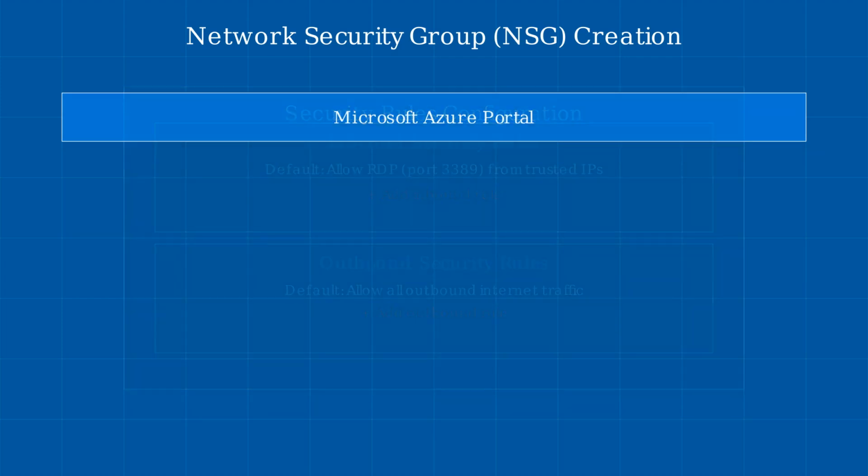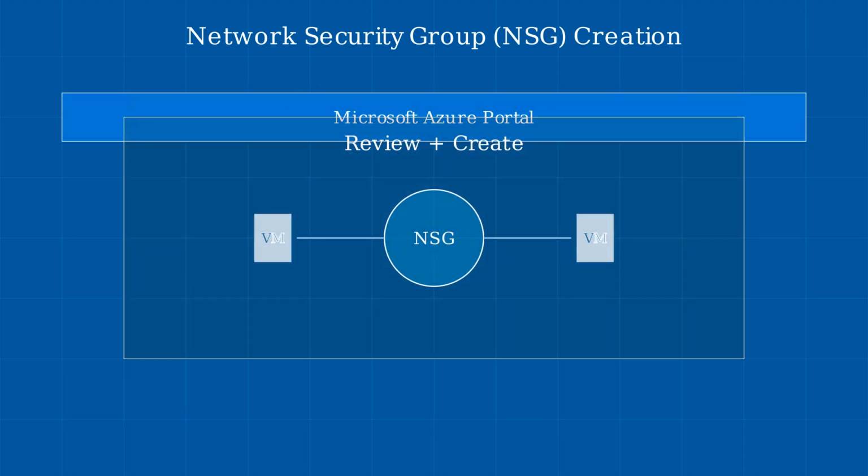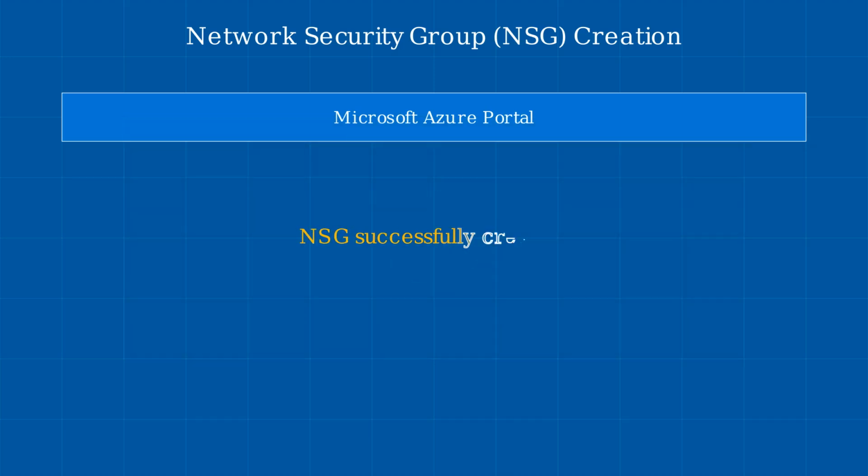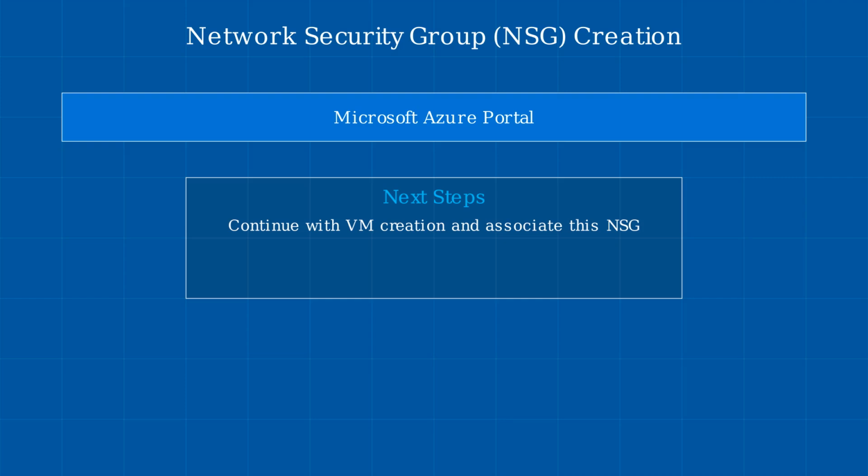After configuring your security rules, review your NSG configuration and then click Create to finalize. Once created, your NSG can be associated with subnets or network interfaces to protect your virtual machines and other resources. In the next step, we'll create a virtual machine and associate it with this network security group.